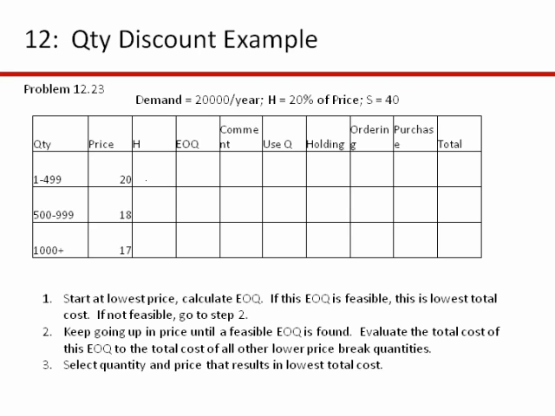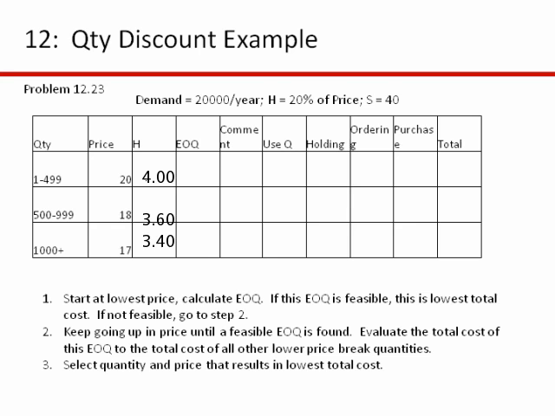All right, so the first thing you're going to do is figure out what H is. The holding rate says it's 20% of cost. So the holding rate for the highest price is $4, then it's $3.60 for the middle one, and then $3.40 for the lowest price. You can see the lowest price is $17, and H is 20% of that price. So 20% of $17 is $3.40.